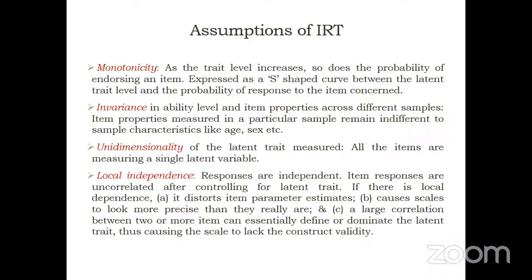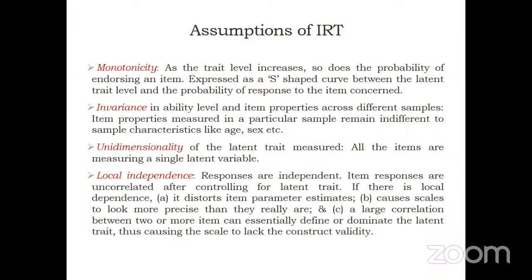Monotonicity. What is this? The first assumption: as the trait level increases, so does the probability of endorsing an item. It means that on the x-axis, if you are going towards the right-hand side, on the y-axis you are going up. So people who have a higher trait level have a higher probability of endorsing an item, and vice versa. This is expressed as an S-shaped curve between the latent trait level and the probability of response to the item concerned.